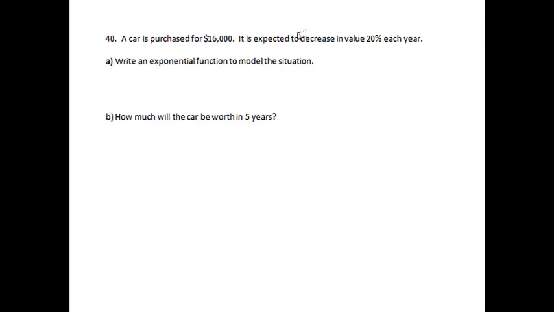It is expected to decrease in value 20% each year. Once again, we're going to write an exponential function to model the situation. So again, y equals a times b to the x. A is our starting amount, so we're going to have 16,000, and then our rate, 20% as a decimal, is going to be 0.20. We're going to move that decimal over 2 places, and decreasing means we're going to do 1 minus that amount. So 1 minus 0.2 is 0.8, and we'll put it to the x because it is an exponential function.